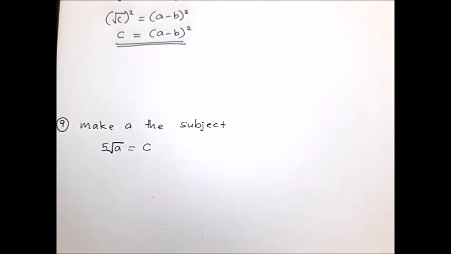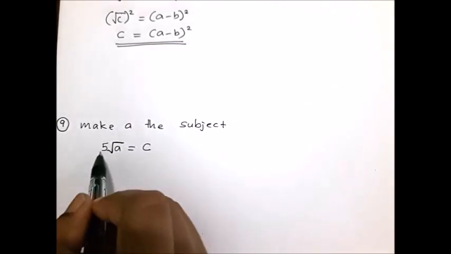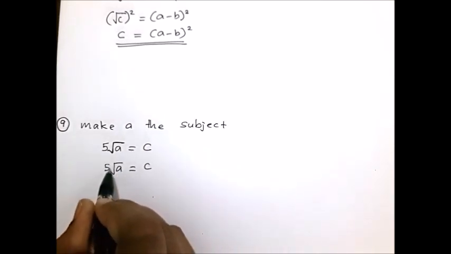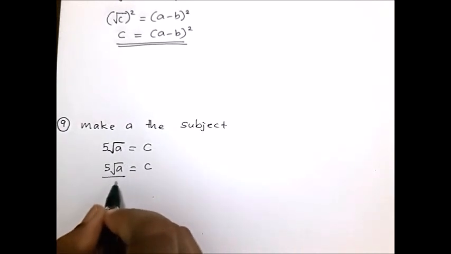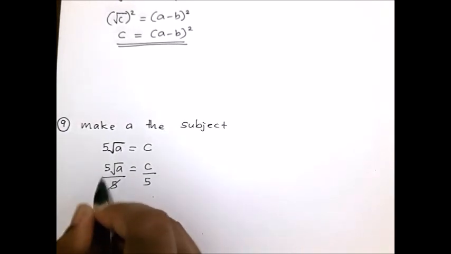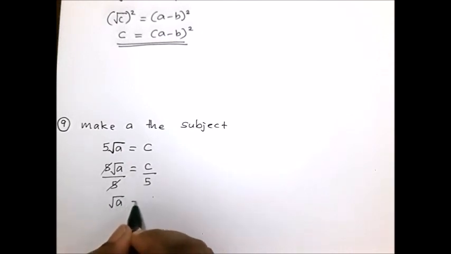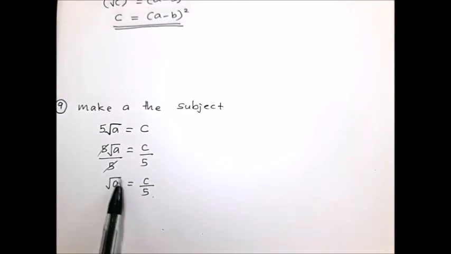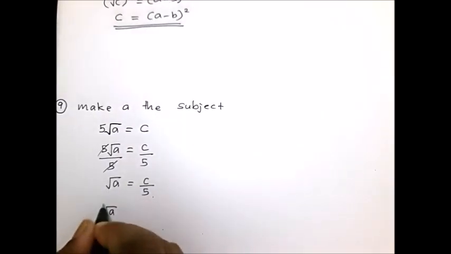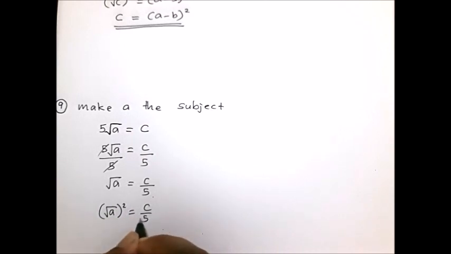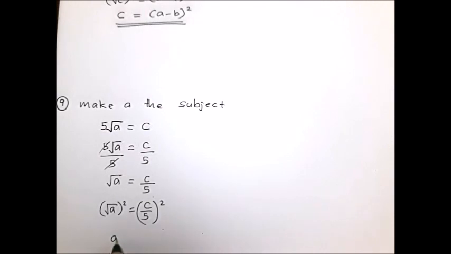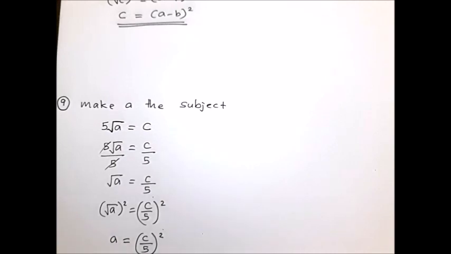Now look at the ninth one. Make a the subject. First remove 5. Here it is multiplication, 5 multiplied by square root a. So you can divide both sides by 5. These two cancel. Square root a equals c divided by 5. Now we have to remove this square root symbol. So take the square of both sides. Here square root and squared cancel. Only a remains. a equals c divided by 5 to the power 2. This is the answer.